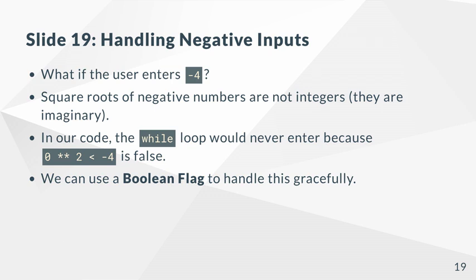As software engineers, we have to consider edge cases. What happens if a user provides a negative number, like -4? Mathematically, the square root would be an imaginary number. But let's look at what our current code does. Since we start our guess at 0, the condition 0 to the power of 2 is less than -4 immediately becomes false. The loop never even starts, and the program might incorrectly jump to telling the user it's not a perfect square without explanation. To handle this gracefully, we need a way to signal that a negative input was detected.